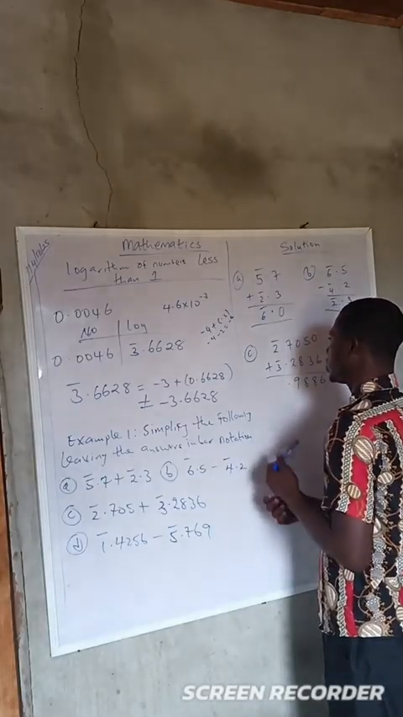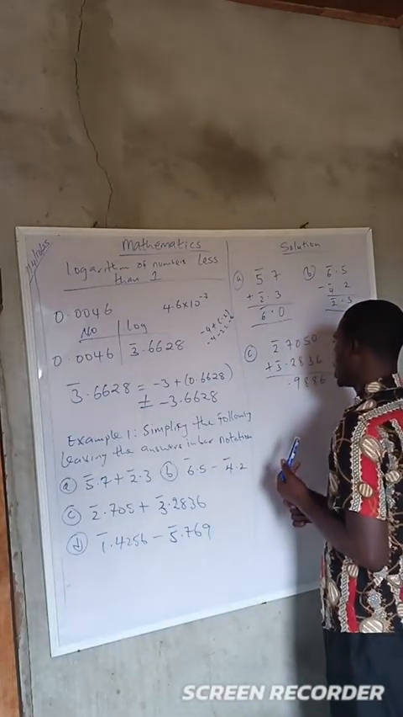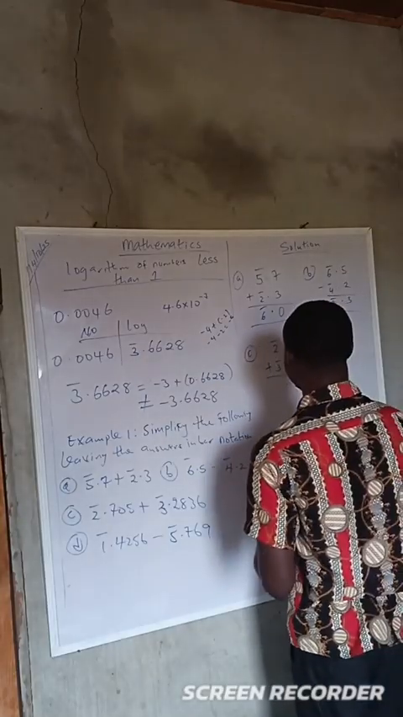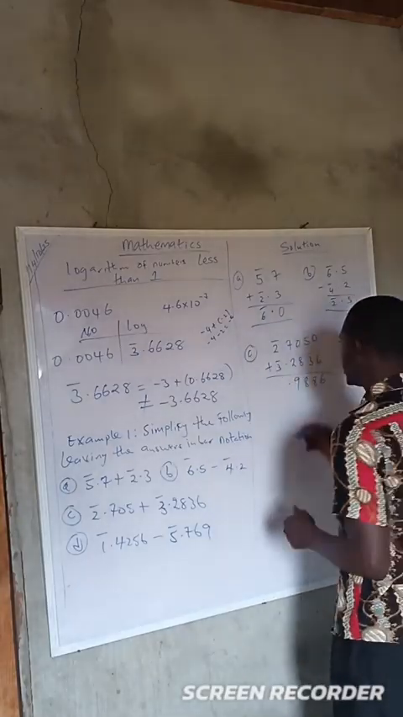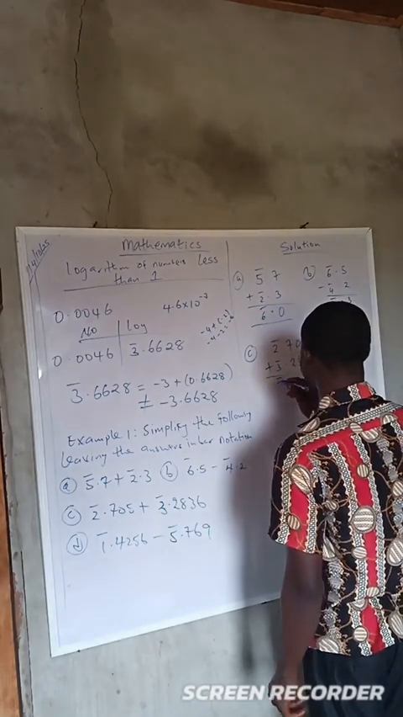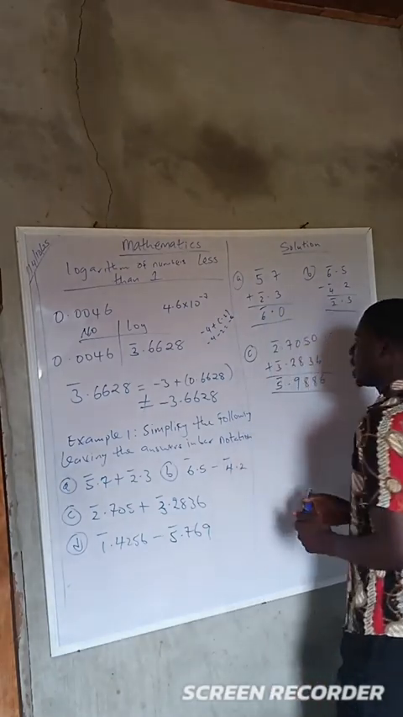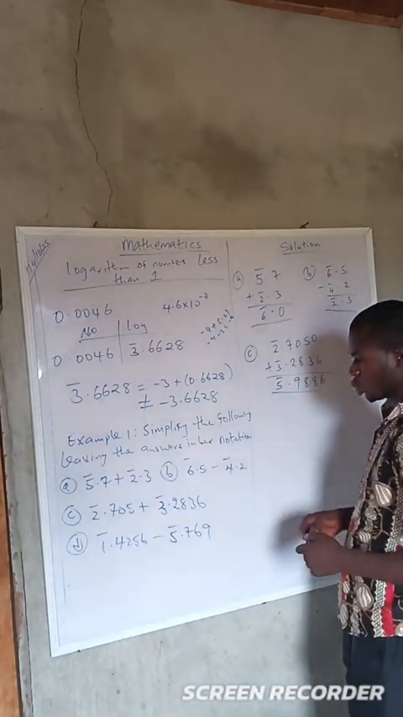And that's going to give us minus 2 minus 3. And that you have minus 5. And minus 5 in bar notation is bar 5. We are done with that. Now let's take the last one.